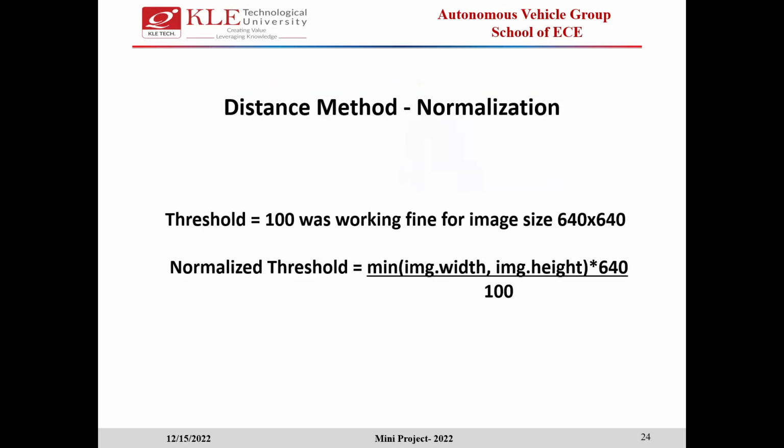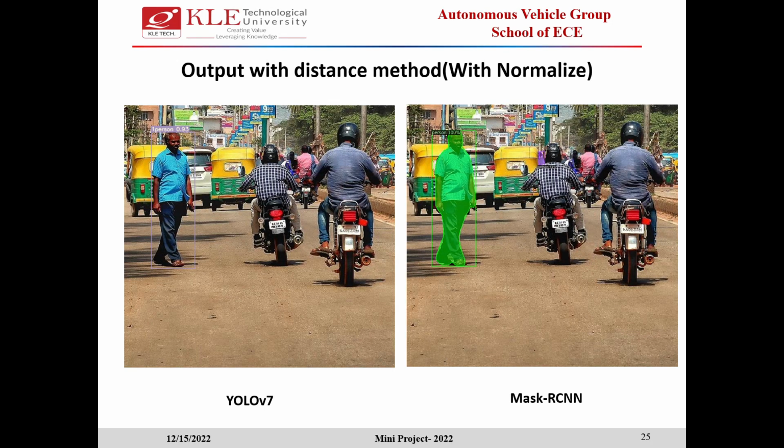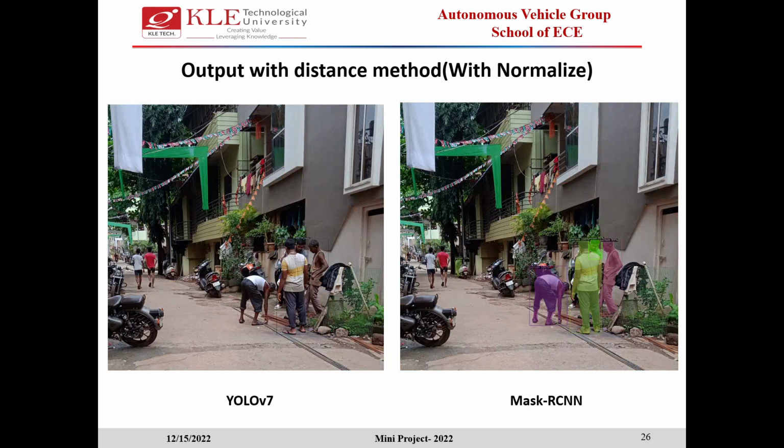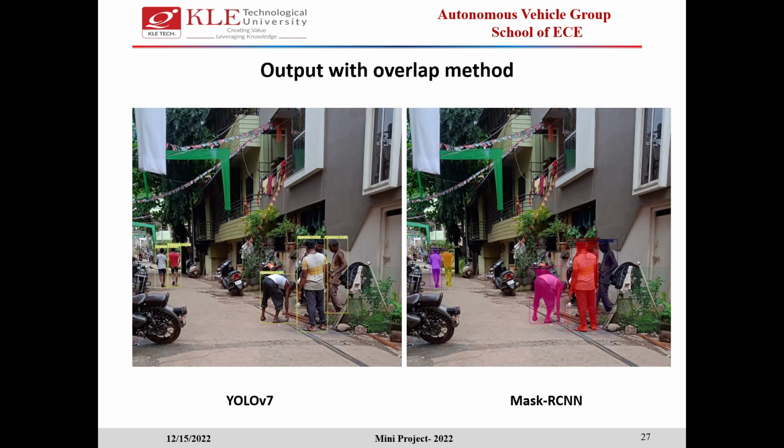Coming to the distance method, we found that normalization of the distance was very much necessary, and hence we came up with a normalization technique. As you can see here, normalized threshold is equal to the minimum of image width, image height, times 640, divided by 100. After normalization, we obtained these outputs. One is of YOLO V7 and the other one is of Mask R-CNN.